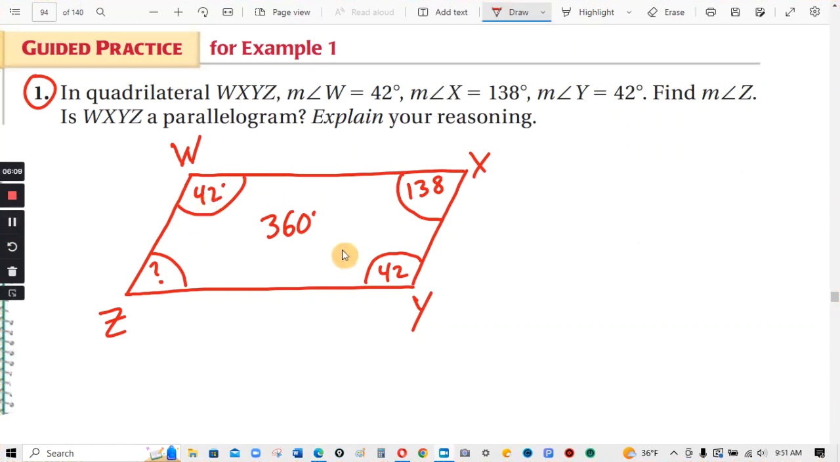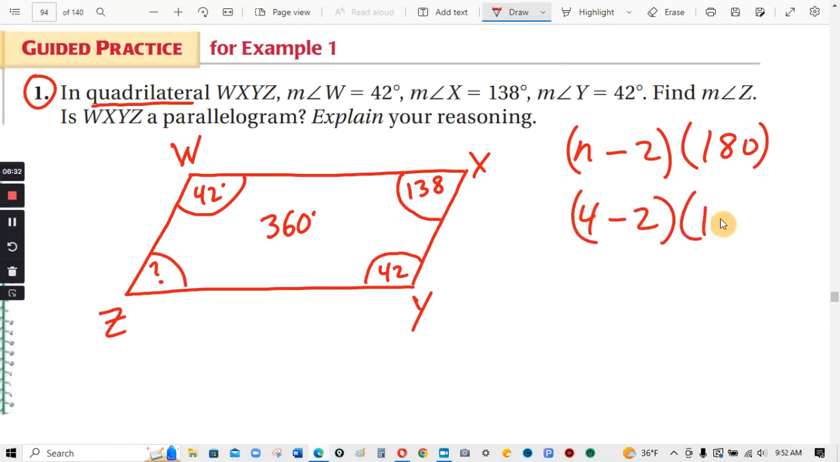The angles inside of a quadrilateral add up to 360. Well, we can't say it's a parallelogram yet. It's a quadrilateral, it has 4 sides. Remember, the total interior angles is n minus 2 times 180, where n is the number of sides. So we basically just have 4 minus 2 times 180, and 2 times 180 equals 360. So the angles add up to 360 for a quadrilateral, or a 4-sided figure. So we just subtract the other 3 from 360.